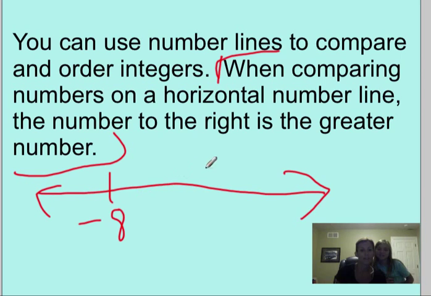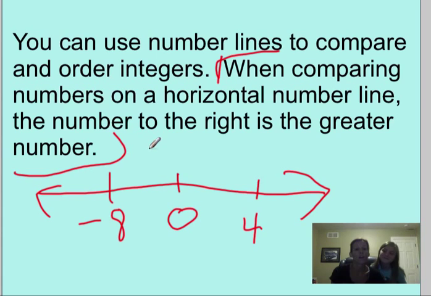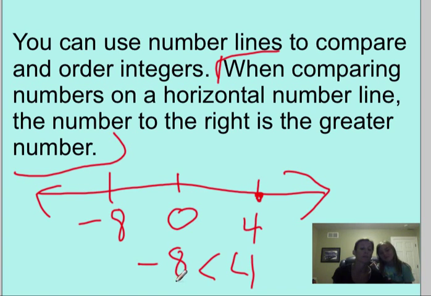When comparing numbers on a horizontal number line, let's say we are comparing, on a nice straight number line, -8, 0, 4. -8 is smaller than 4 because -8 is towards the negative side. The number to the right is the greater number, and 4 is more to the right than -8. So we would say -8 is less than 4. Remember, the point part of your inequality sign points to the smaller number.